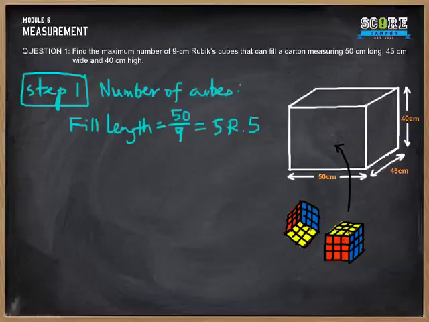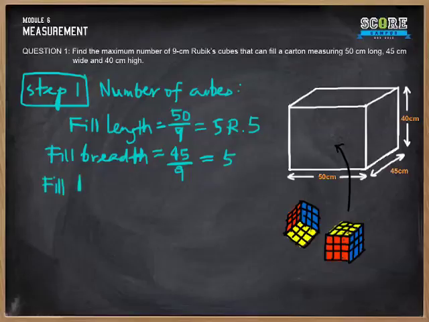What about on the breadth side of it? Let's calculate breadth. 45 cm divided by 9 and you get what? 5. You get 5 with no remainder. That means 5 Rubik's cubes can sit perfectly without any gap. What about the height? The height is 40, also divided by 9. And you get 4 remainder 4. Once again, we are not really interested in the remainder here. We are only interested in how many Rubik's cubes we can put inside.